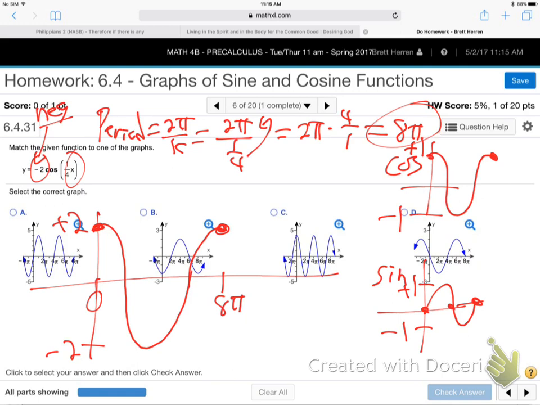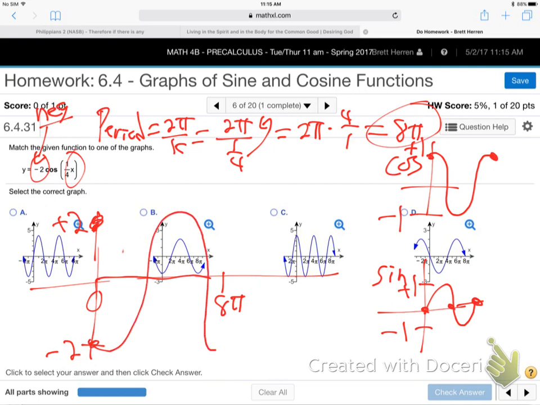So it's just going to turn that cosine upside down. So instead of starting high at +2, it'll start here, and it'll do it upside down.